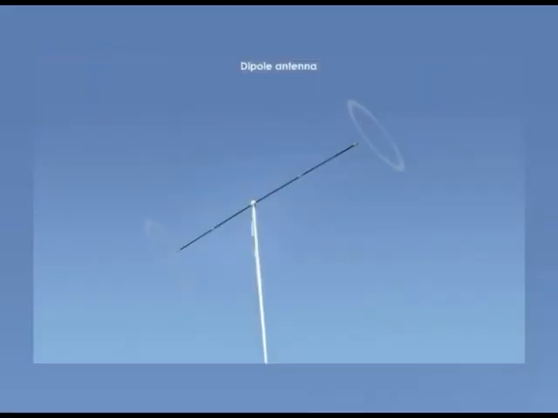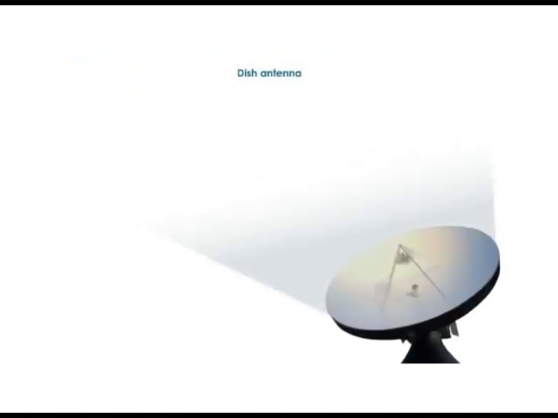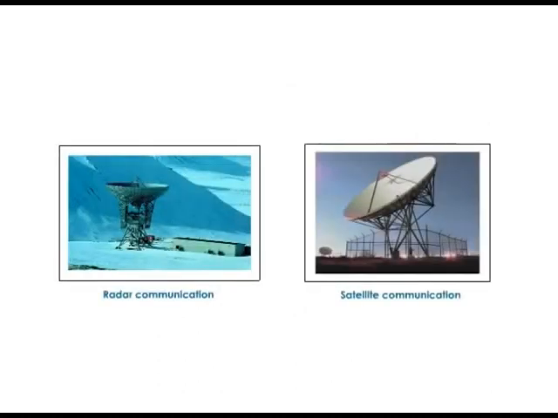A dipole antenna is omnidirectional and used in transmission of radio waves, whereas a dish antenna is a directional antenna used typically in radar and satellite communication.